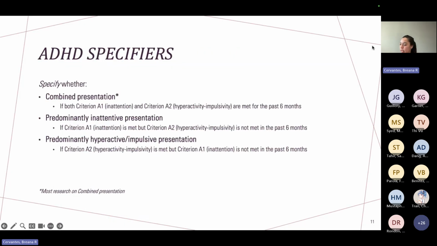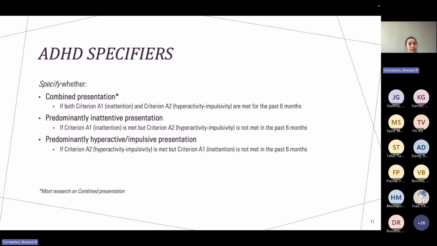Okay, looking at our time. So given that you can have an inattentive subtype, or you can have the hyperactivity/impulsivity, or you can have both, you can then have different presentations or specifiers. So combined is the one that we have the most research on. This is the one where you meet both. You met criteria for both inattention and the criterion A hyperactivity, impulsivity specifiers.